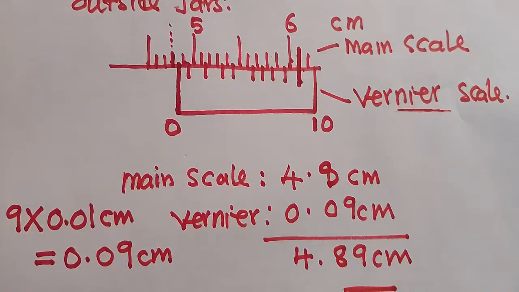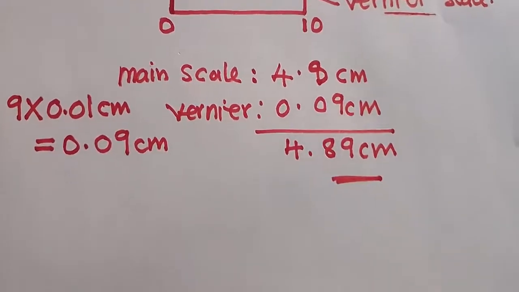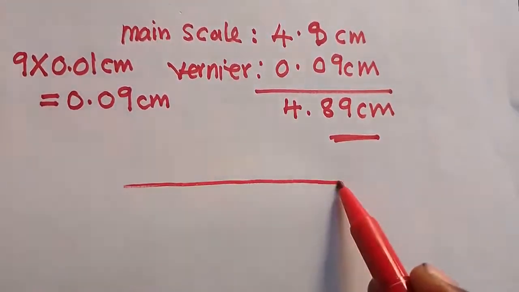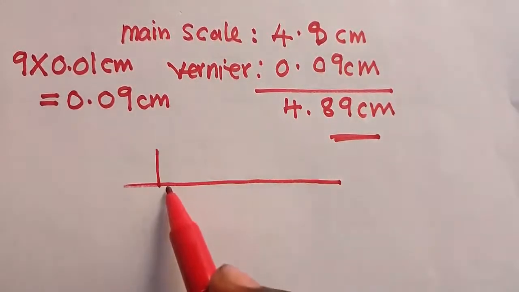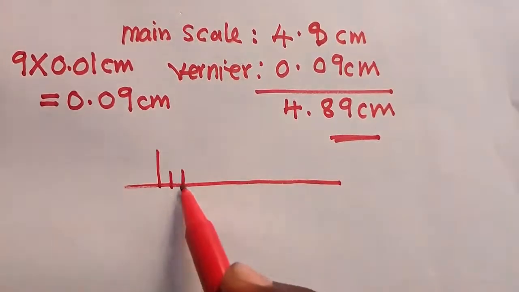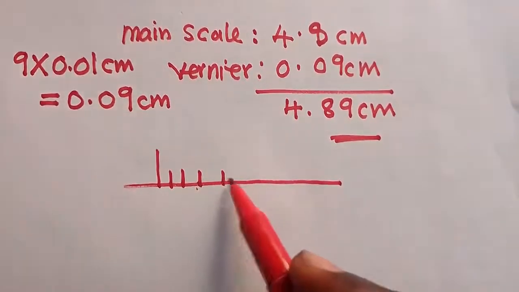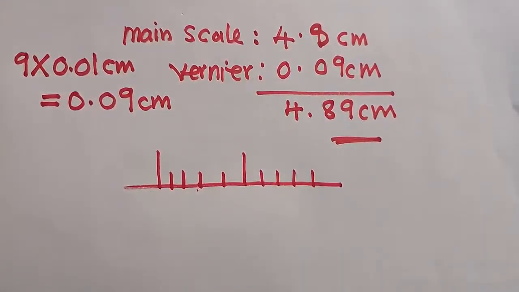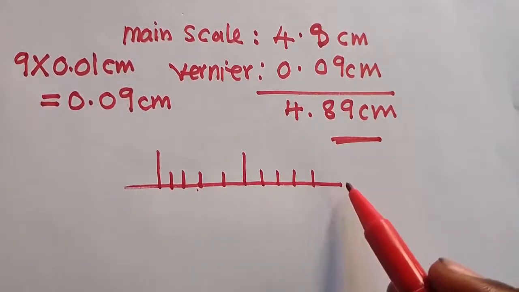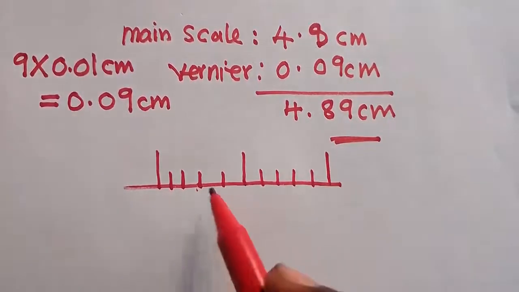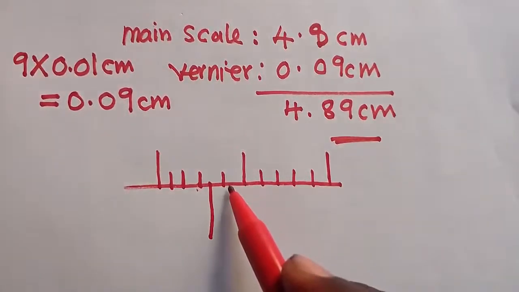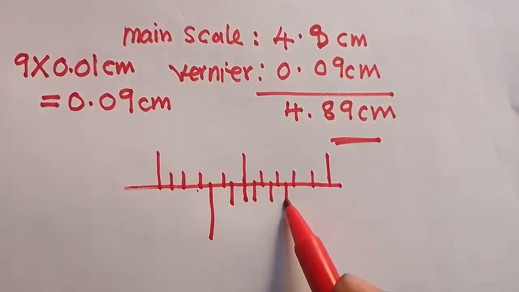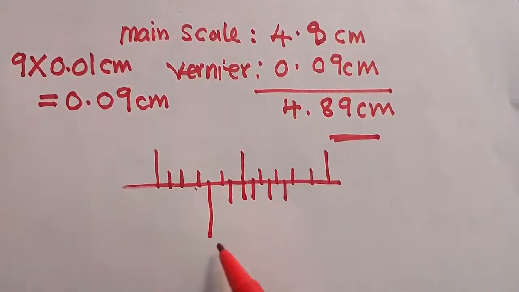Let us look at another example. Let me put down another example under this. You've got something like this. It is starting from here. This is what we are having, and this is a 0.